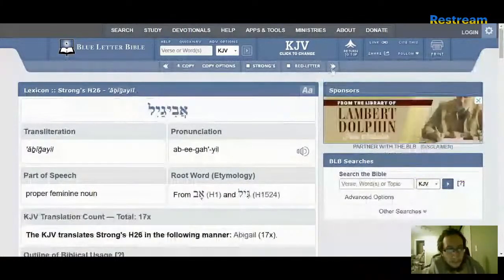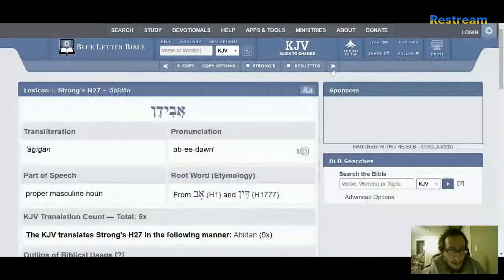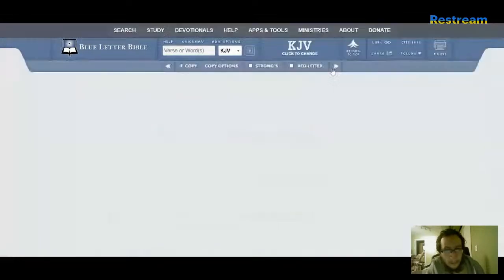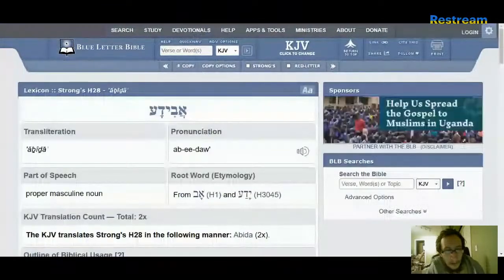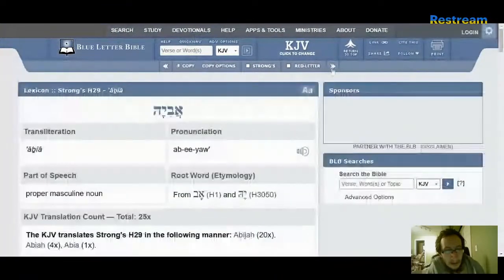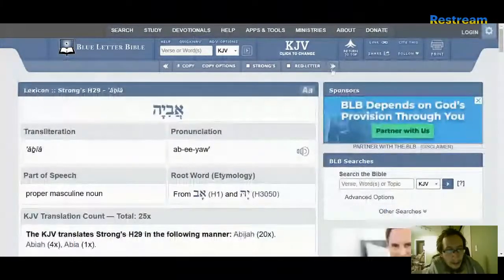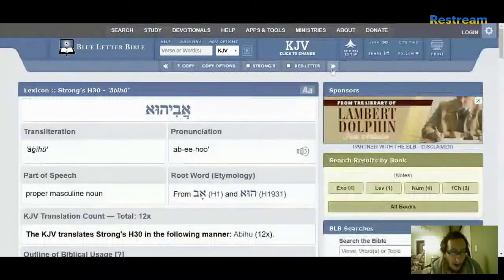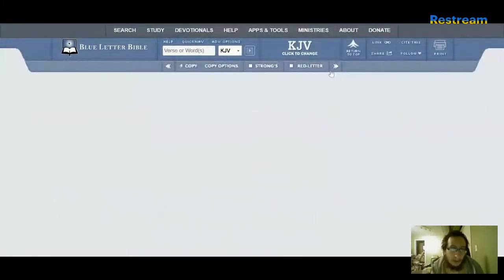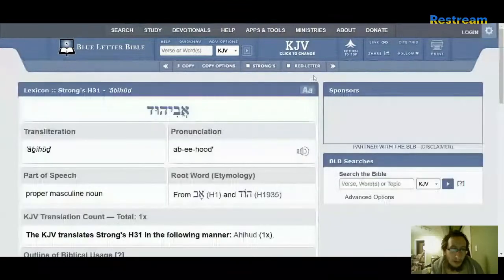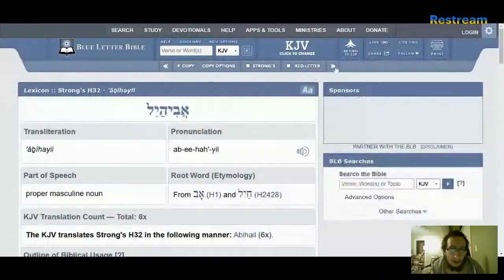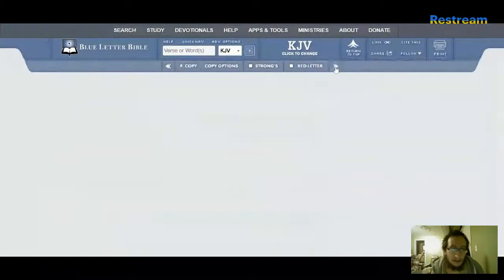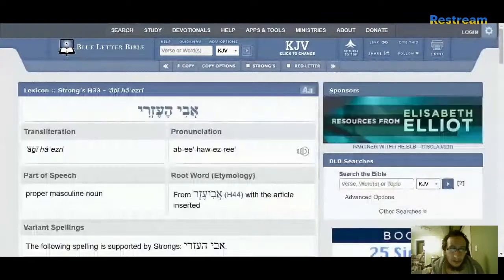Abi, father of Gib. So again, these are names. Abigail, Abidan, Abida, Abaya, all coming from the meaning of father. Some father is this. Abahiu, Abiud, Abahil, Aber.